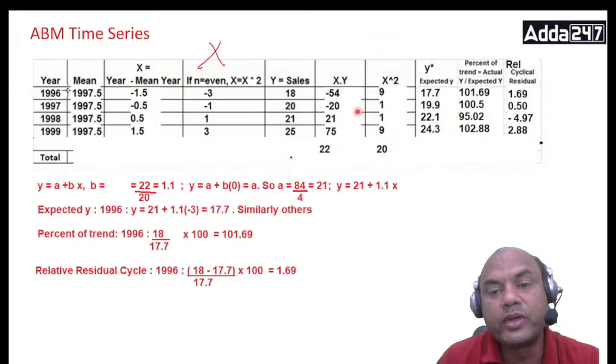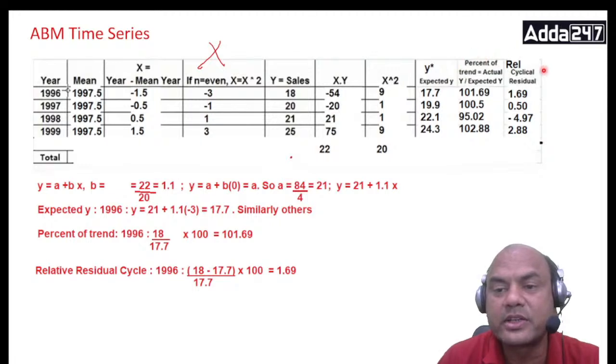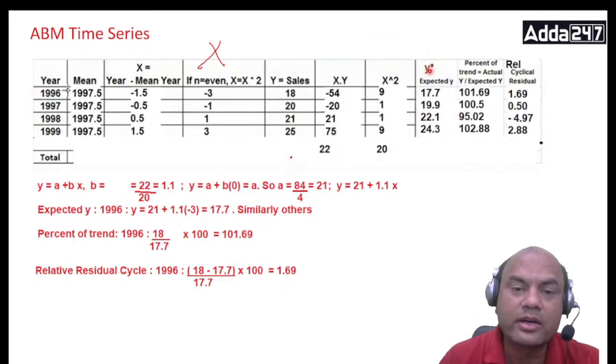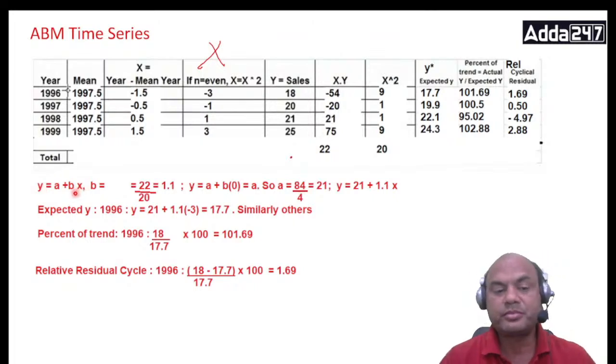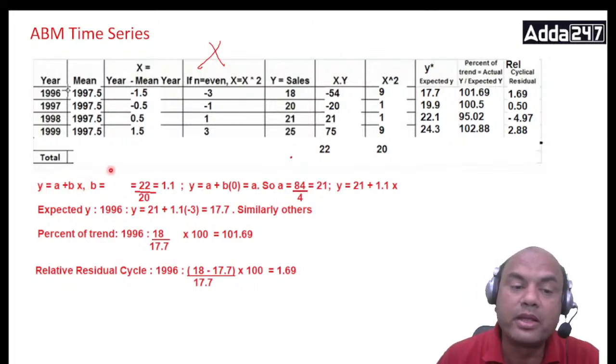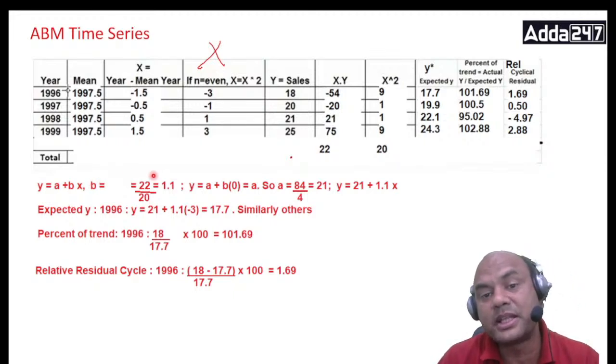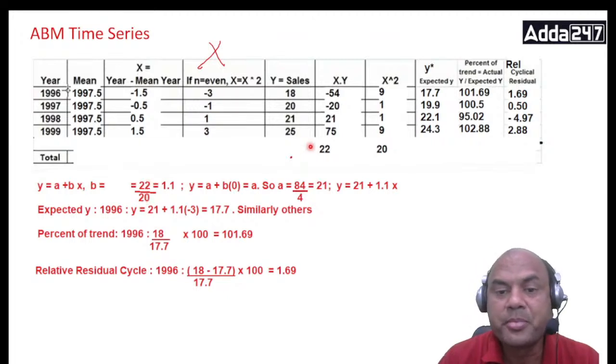Now we have to find out this percent of trend and residual cyclical. So we have to find out y star also. What is y star? Estimated, calculated y star. How will I get a calculated y star? See here, this is actual, whatever is given. And what is calculated? Use this equation, y equals a plus bx. So first we will have to find out b. What is the formula for b? B equals, what did we say earlier? B equals summation xy upon summation x square, right? So 22 upon 20. Same problem earlier. So it is 1.1. What is a then? So a, you just put this value.